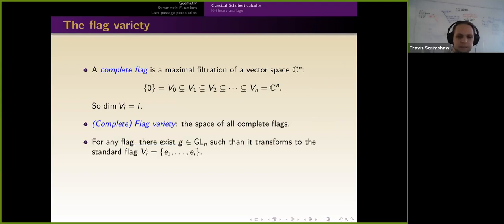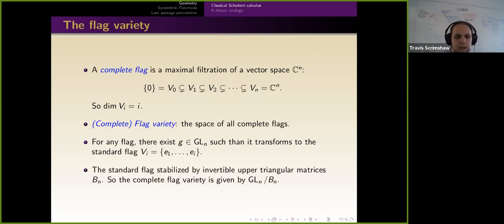this is the full or complete flag variety. It's a nice linear algebra exercise to give to students that we can find a matrix that transforms this into the standard flag, where V_i is just the span of the first i coordinates. This is stabilized by the upper triangular matrices. So we can identify the complete flag variety with the Lie group GL_n, in this case over C, divided by its group of upper triangular matrices, which is called a Borel subgroup.